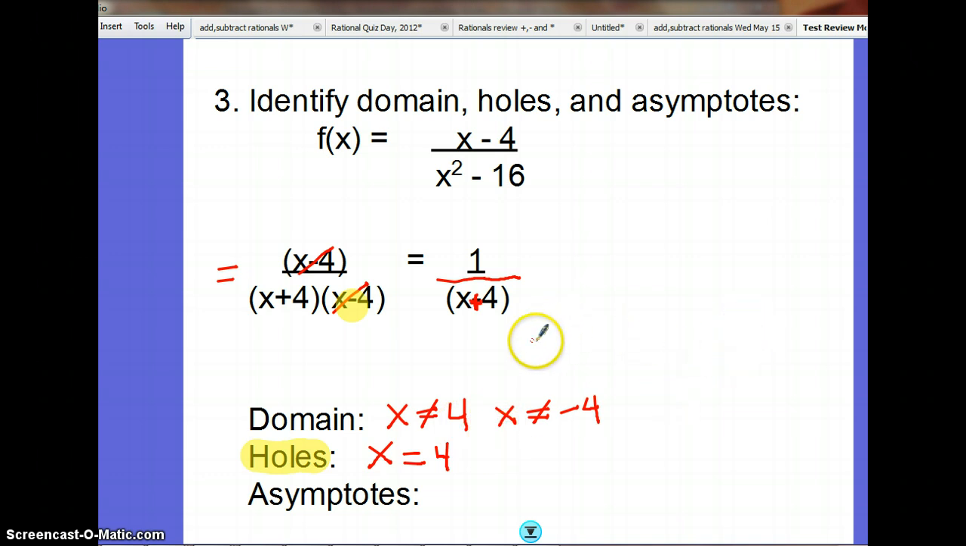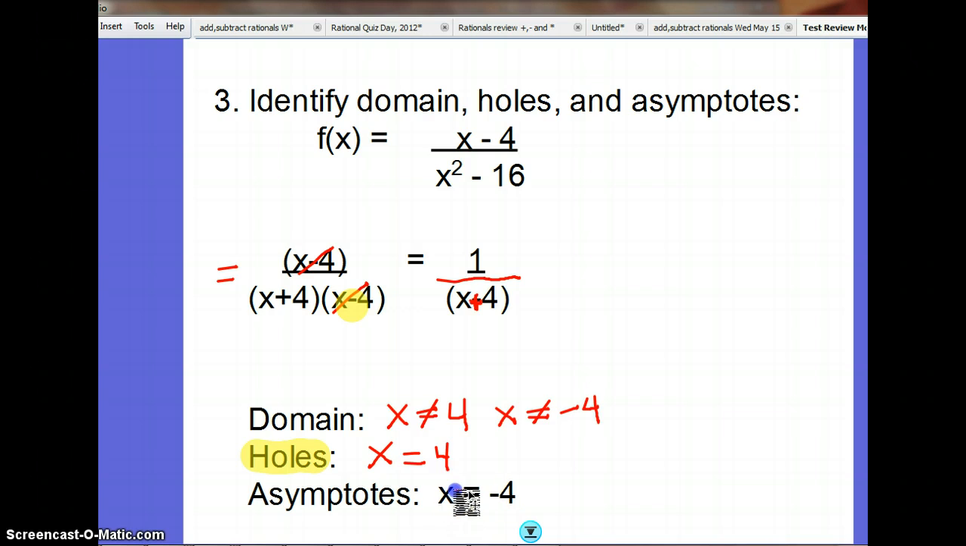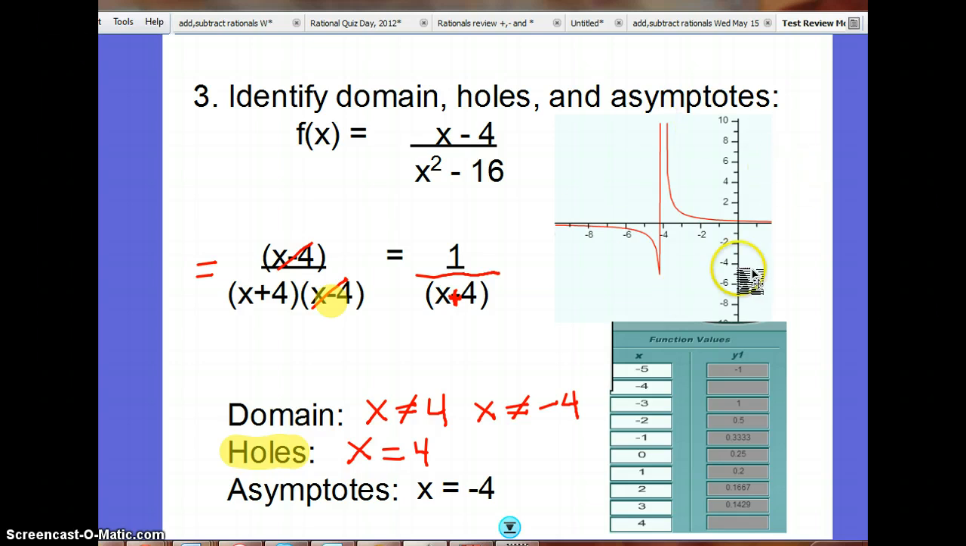And then there will be an asymptote where the simplified expression is undefined. The simplified expression is undefined when x is equal to -4, and so that is where I will find an asymptote. Let's just quickly check in with the graph and make sure we have validation that we've found the correct values here. Checking in with the graph, and a table of values confirms that there is indeed an asymptote at x equals -4, and there is a hole at x equals 4 because the expression is undefined there.